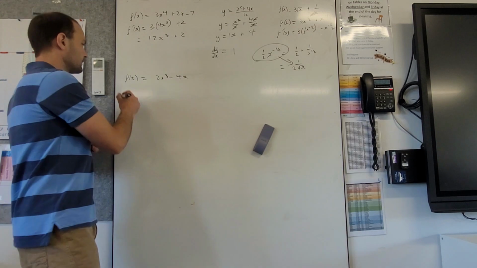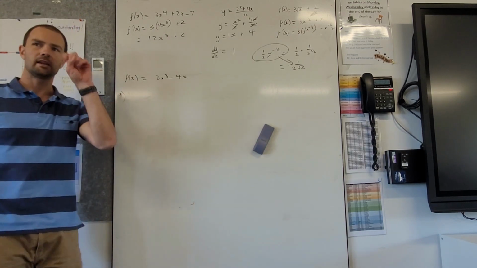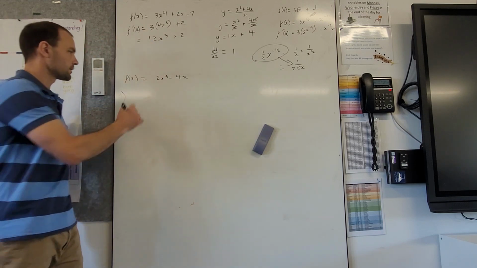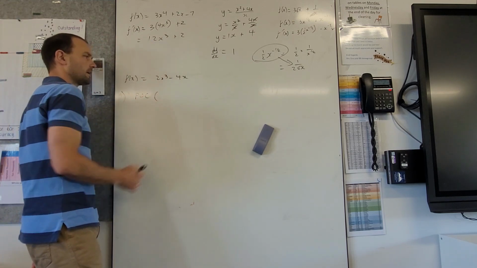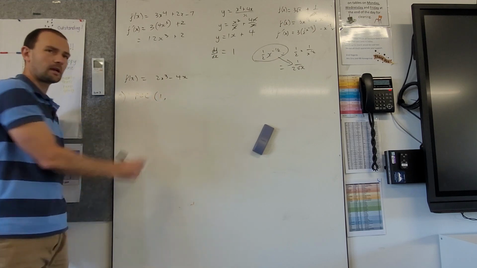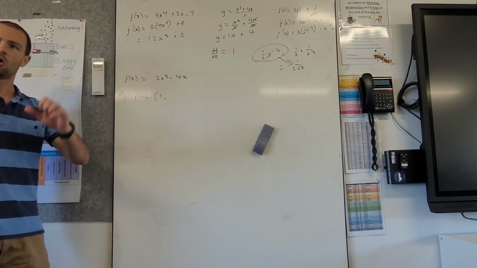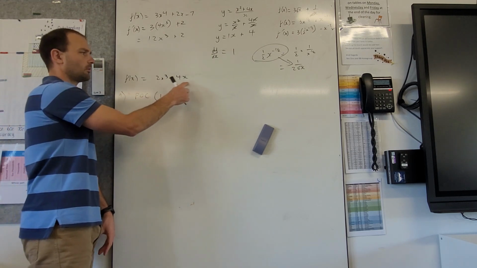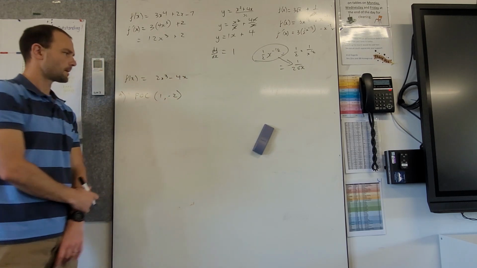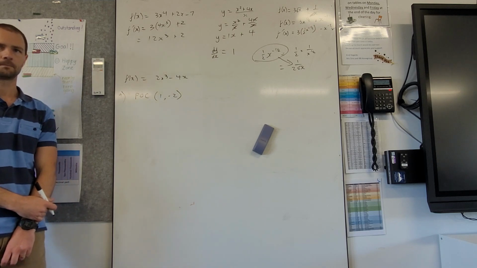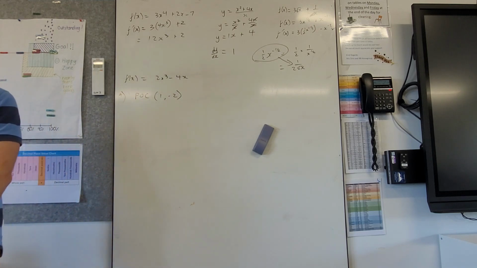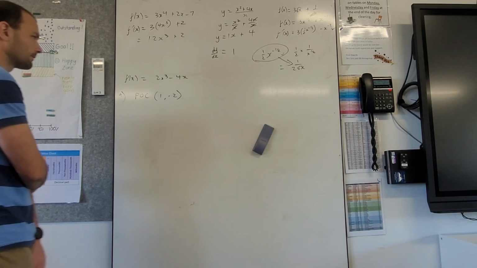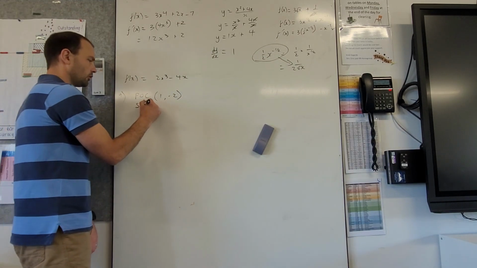So for part A, for a tangent, we need 2 things. We need the point of contact and the slope. So the PLC, that means we need to go when x is 1, because we're asked to find the tangent when x is 1, what's the corresponding y value? So we have 2 take away 4, the y value is minus 2. Okay, so we need the point of contact and we need the slope.